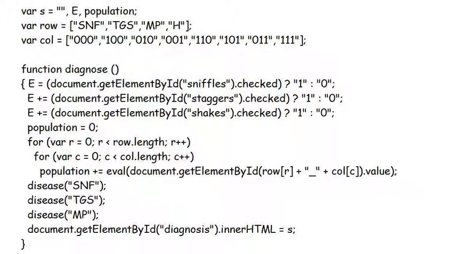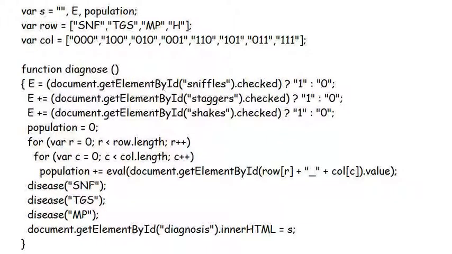The button Diagnose on the screen calls a function of the same name. The first thing that it does is to read the 3 checkboxes and translate them into a string of 1s and 0s. I use the ternary operator in each case, testing the checked property of each checkbox. Note that the second and third lines of those 3 start with the plus equals operator, rather than simple assignment, to string the digits together.